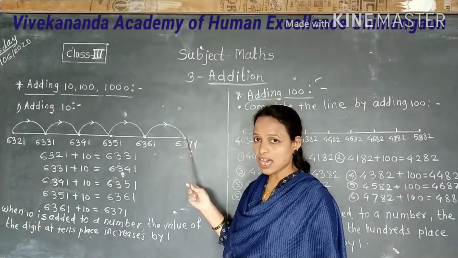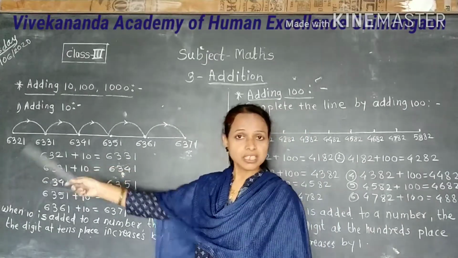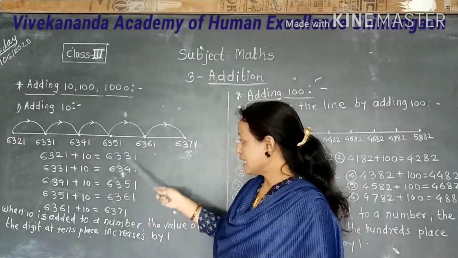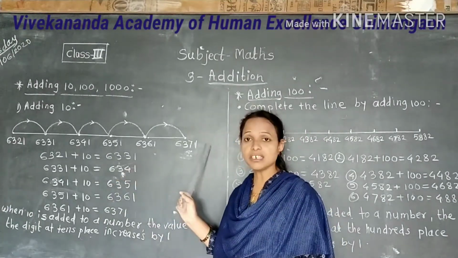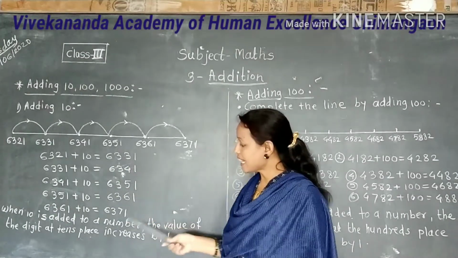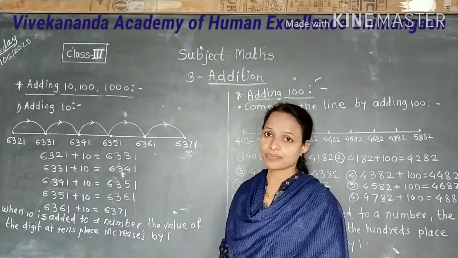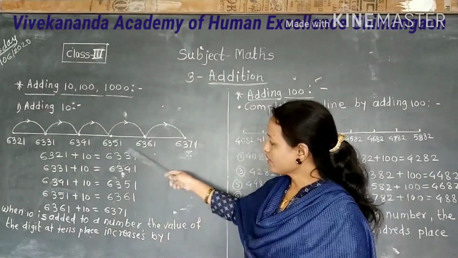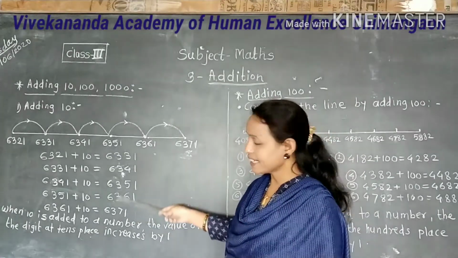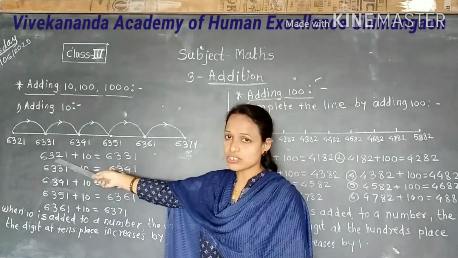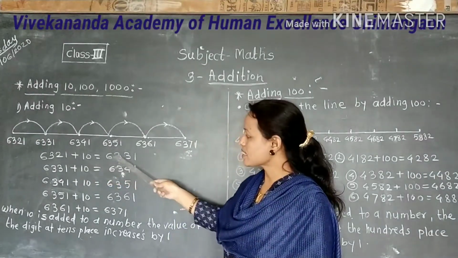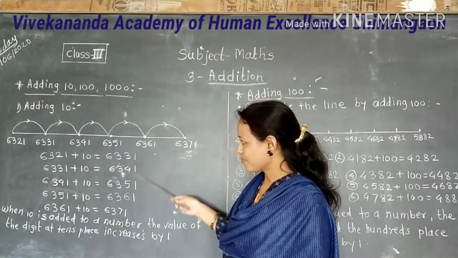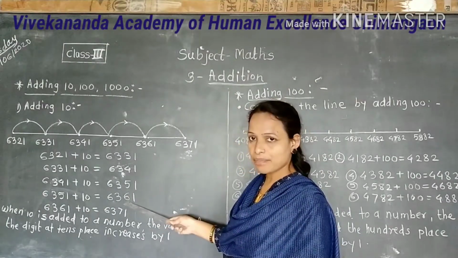In the exercise, they ask to complete the number line; only the first number is given and the remaining you have to complete by adding 10. So in this way you have to add and complete the line. But after that, one rule we came to know. In each example, after adding 10, 6321 by adding 10 we got 6331. If you see the ones place, it is the same. Everyone's ones place is the same.